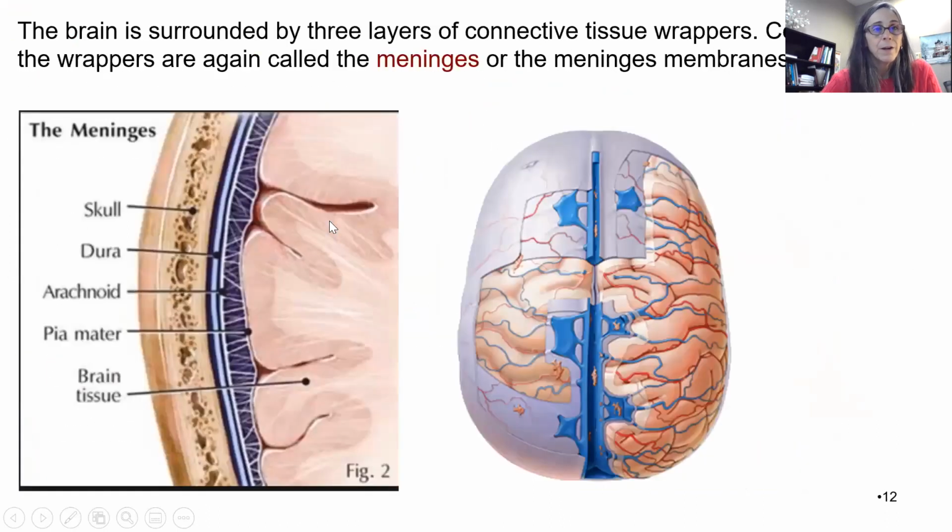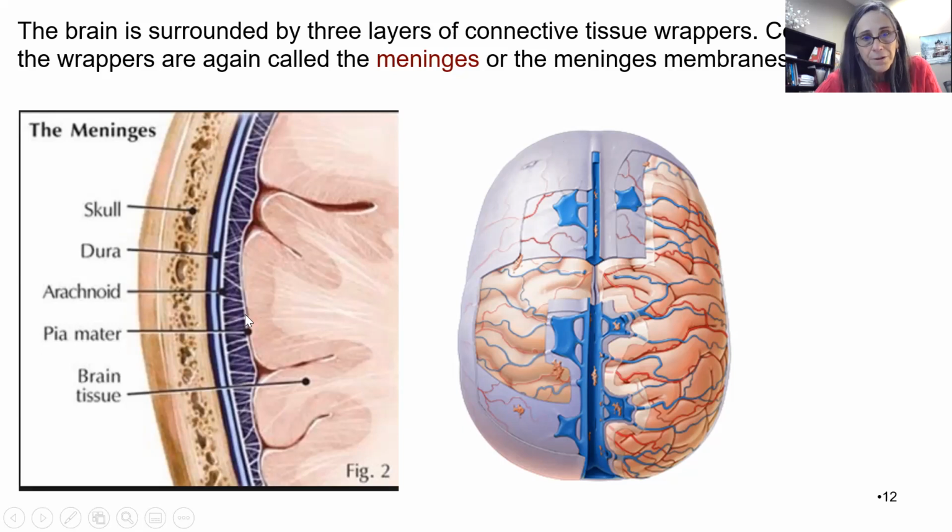Okay, moving on. The brain is surrounded by the meninges. As you can see, there are 3 layers. You have your pia mater here, your arachnoid mater, and your dura mater. 3 layers of connective tissue, and each one of them is different.